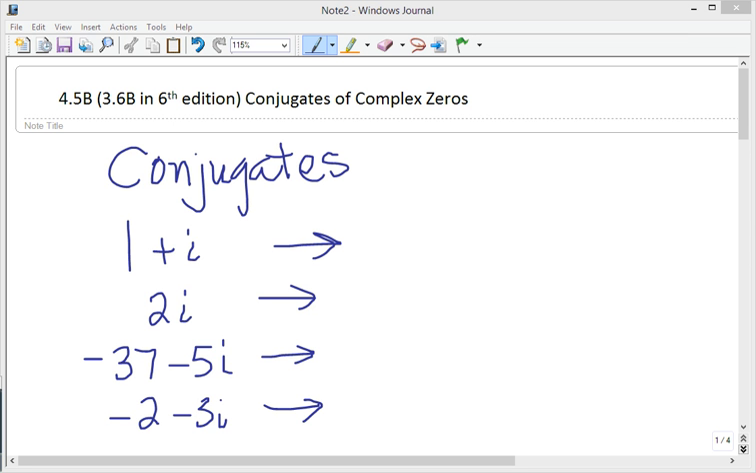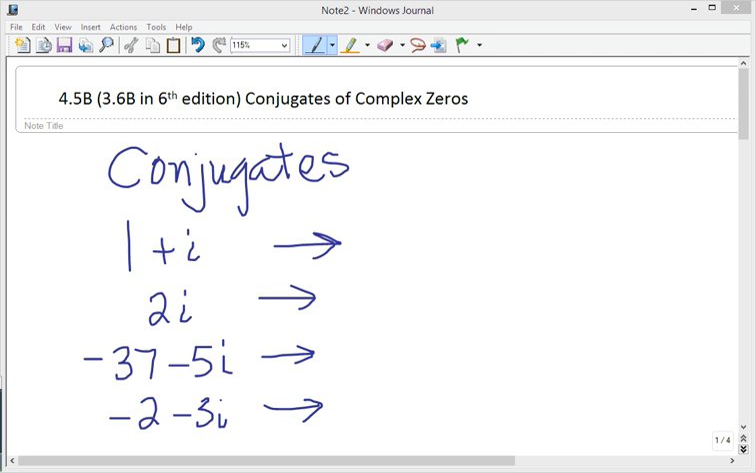This is the second video for 4.5. We talk about the conjugates of complex zeros. So we have mentioned conjugates before when we were talking about imaginary numbers. But they're really important when it comes to zeros, because it always happens that if there is a number with an imaginary part, then its conjugate is also a zero.